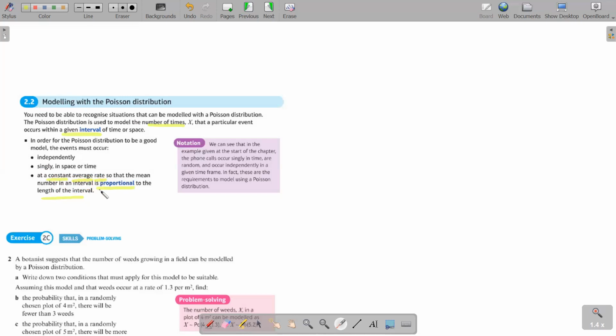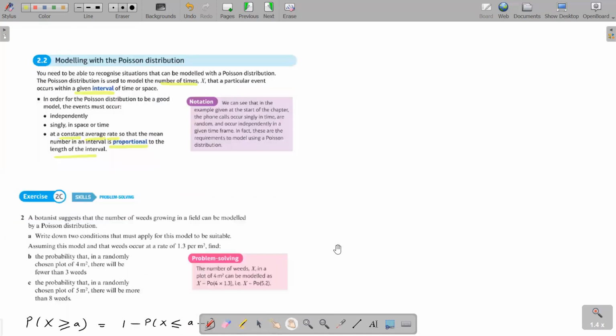Here they say the rate is proportional to the interval. What do we mean by proportional? If I have 3 calls per day and I change the length of the interval to 2 days, then my lambda becomes 6, right? Because 3 calls per day, so 3 times 2, 6 calls for 2 days. So basically, the rate is proportional to the interval. That's what they mean here. Okay, so let's actually go through some questions. Let's see how to write capital X and go through these conditions. Mainly you need to see that there should be an interval and there should be a constant rate.